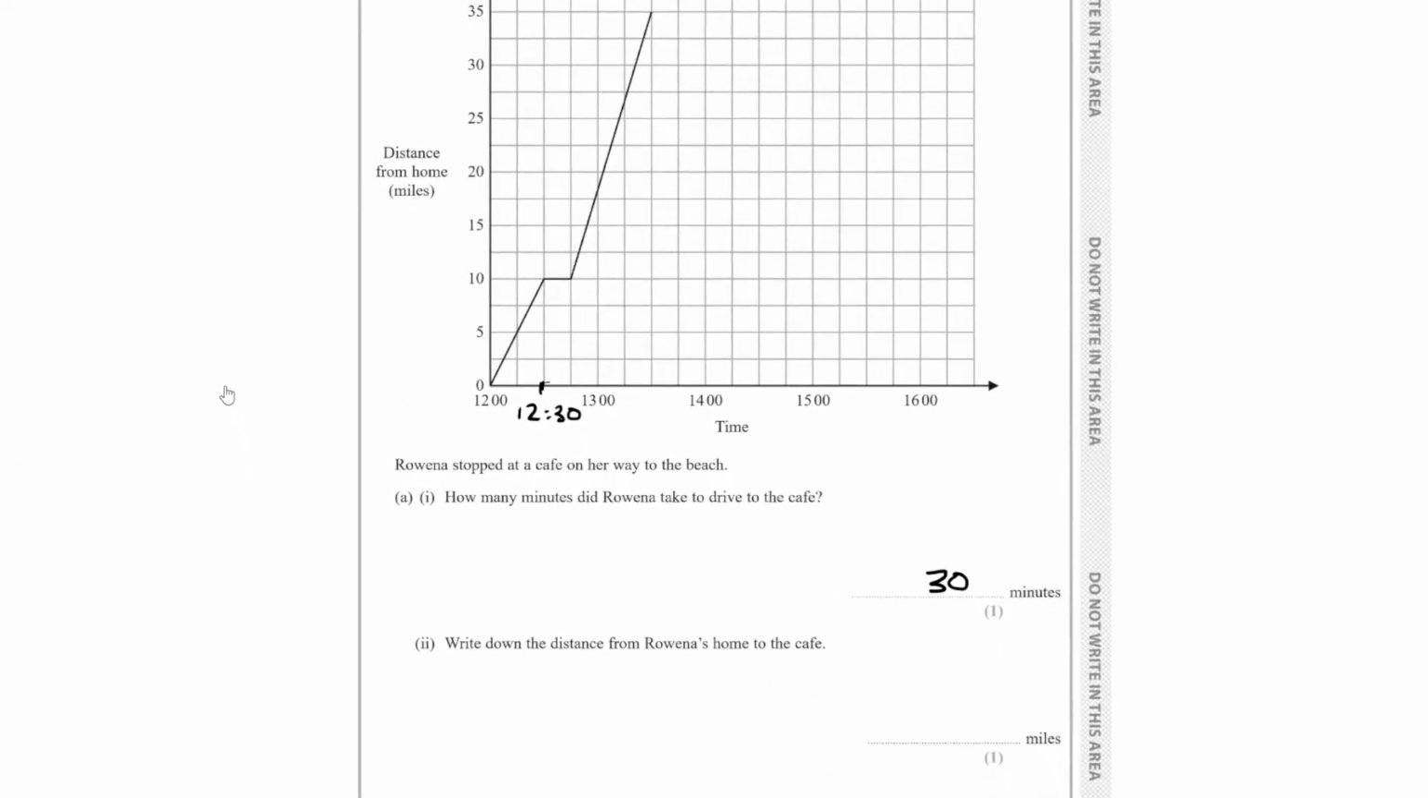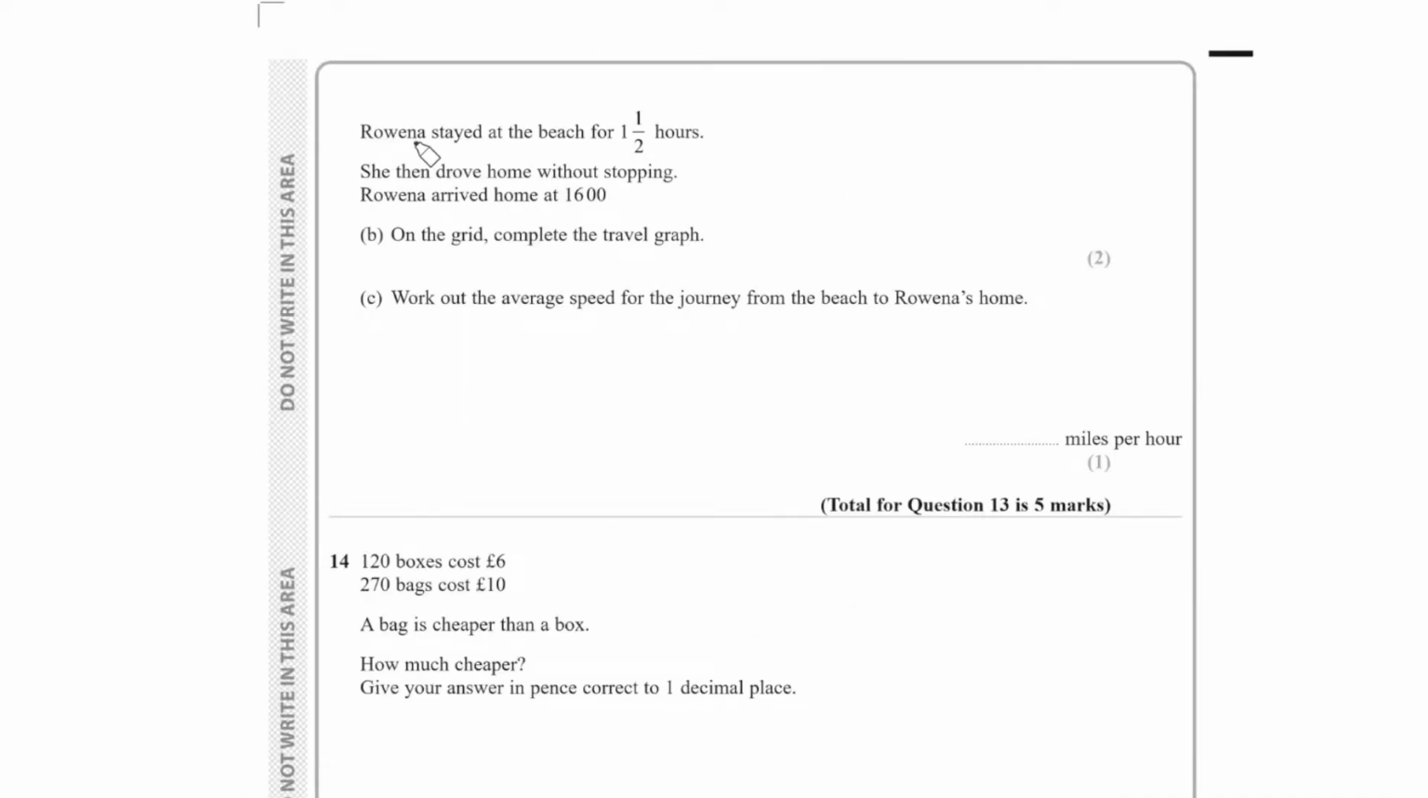Well, let's look at part B. So write down the distance from Rowena's home to the cafe. So again, to this point, let me get a colour. This is the point where she gets to the cafe, isn't it? It was 30 minutes, but in terms of distance, that's the y-axis. So you can see that's 10 miles. 10 miles to the cafe. Now I think there's a part B on the next page, so we'll flip back in a minute.